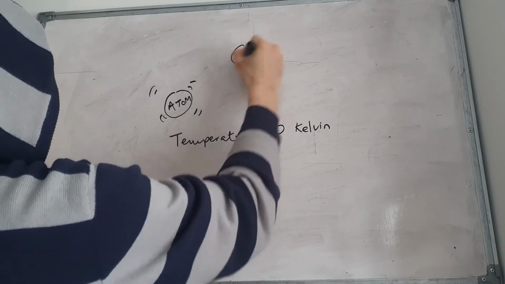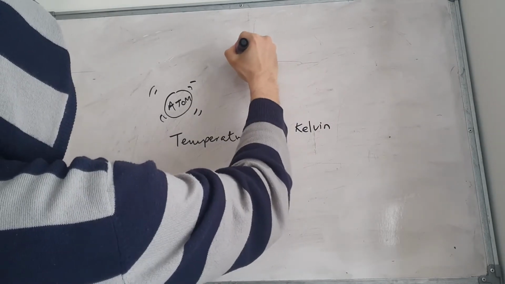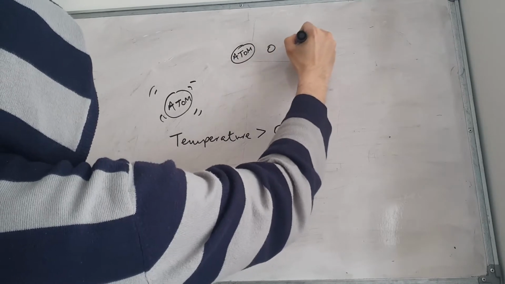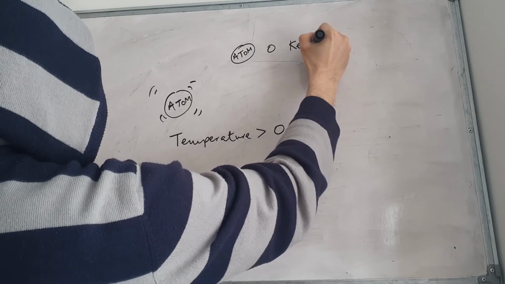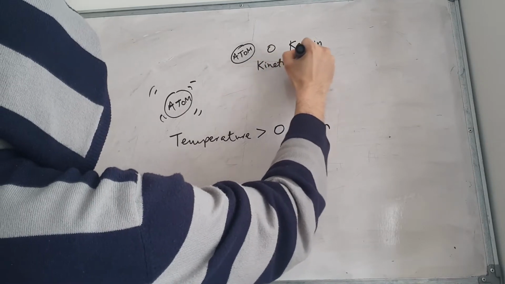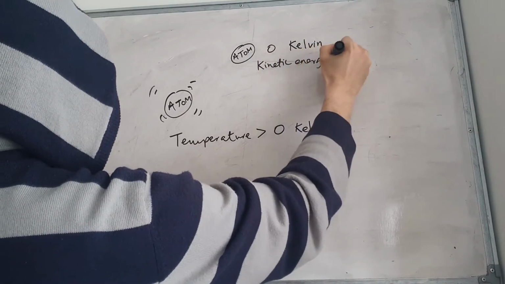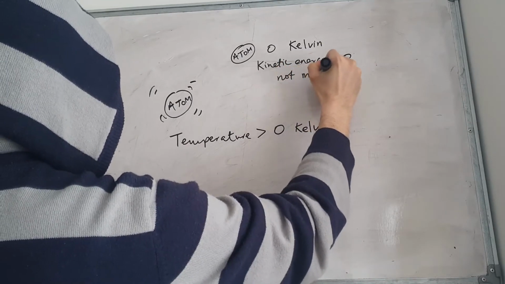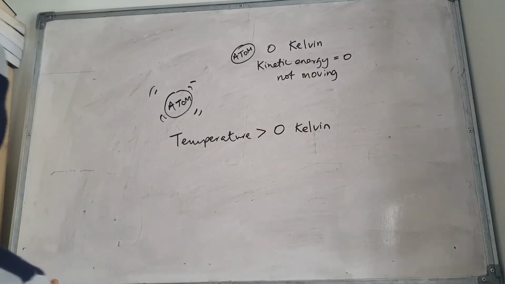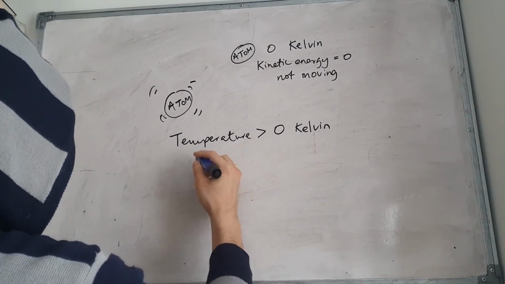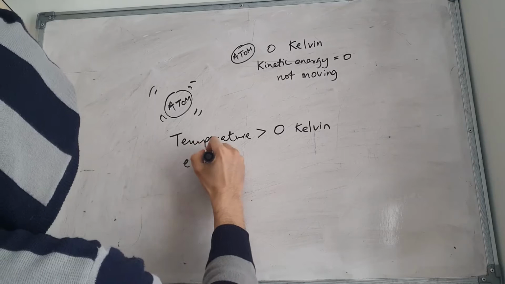However, if an atom is not moving, so this is at 0 Kelvin, it does not have kinetic energy, it is not moving. And in this case, it does not radiate any electromagnetic radiation. Okay, so why do atoms radiate when they are at a temperature of greater than 0 Kelvin?